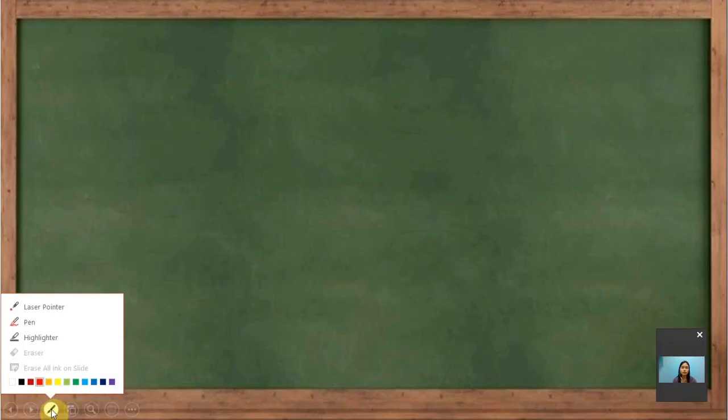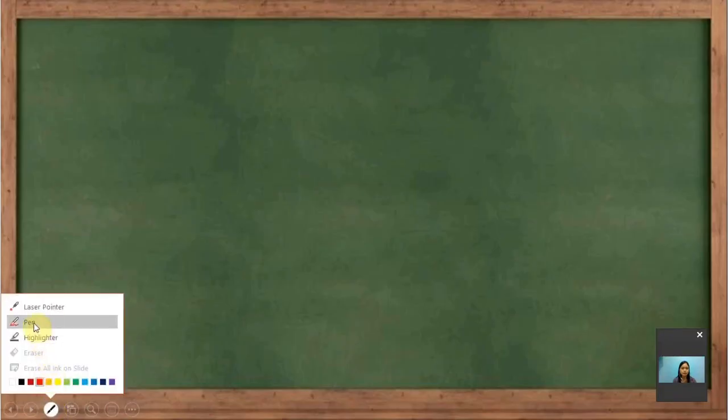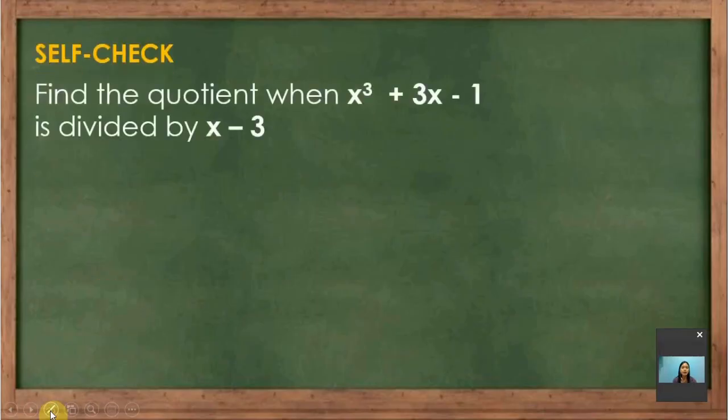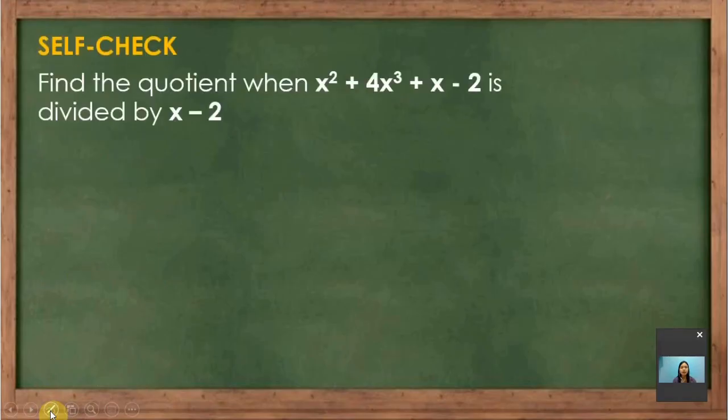Now it's your turn. You may get your scratch papers to answer the following problems to check whether you have already learned the topic for today's video lesson. Okay, first problem. Find the quotient when x cubed plus 3x minus 1 is divided by x minus 3. Second, find the quotient when x squared plus 4x cubed plus x minus 2 is divided by x minus 2.